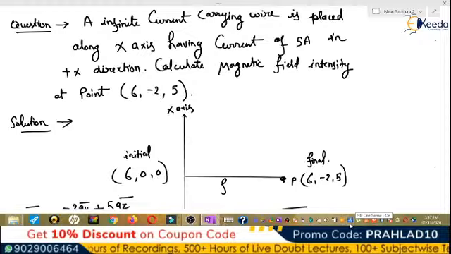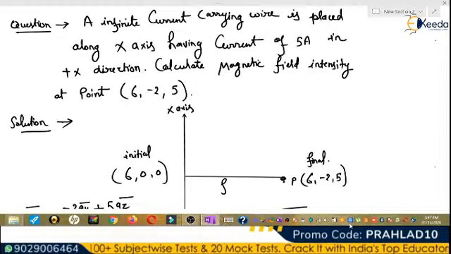An infinite current carrying wire is placed along the x-axis, having a current of 5 ampere in the plus x direction. Calculate the magnetic field intensity at the point 6, minus 2, 5.